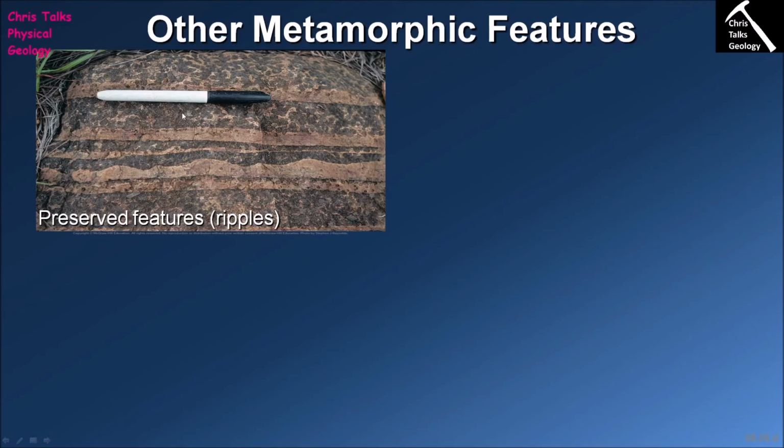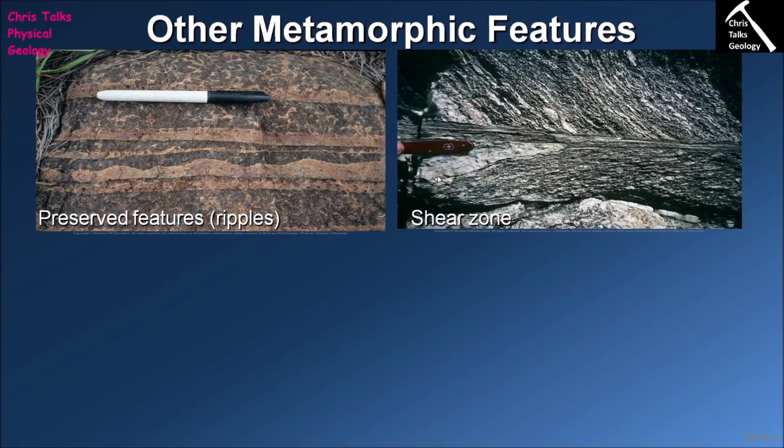Now, most of the time, if your metamorphic rock has been strongly metamorphosed, so that means it's been taken to quite high temperatures and pressures, it can often lead to these original textures being destroyed. So typically you'll only have these original textures persisting in your metamorphic rock if it is relatively low grade.